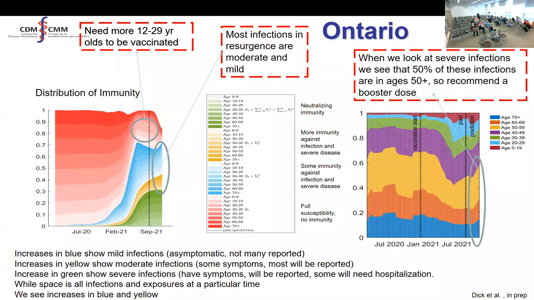We can also see in the red that there's a low level of immunity in age groups 12 to 29. And so we suggested that there be a campaign to get individuals that are 12 to 29 to go out and get vaccinated. When we look at the severe infections on the far right, we're able to see what the age distribution is in all of the severe infections in the fall wave. This is fit only to September, so we project forward, and we project that 50% of severe infections in the fall wave will be in individuals who are 50 plus. And so we recommended that the booster dose, the third dose of the vaccine, be provided to everyone 50 plus as soon as possible.